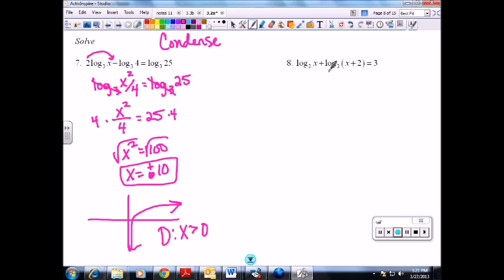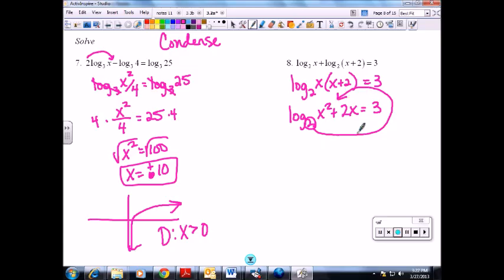This one, we're going to have to always condense it first. So we've got log base 2 of x times x plus 2 equals 3, which would be log base 2 of x squared plus 2x equals 3. I do not have logs on both sides, so I can't cancel them. So instead, I do that. So 2 to the third equals x squared plus 2x. So that would be 8 is x squared plus 2x. x squared plus 2x minus 8 equals 0.